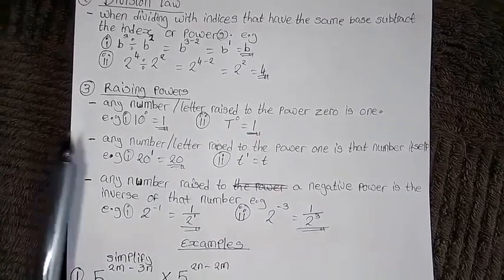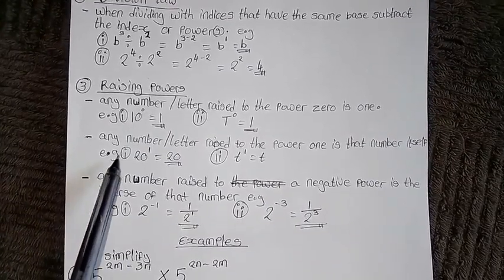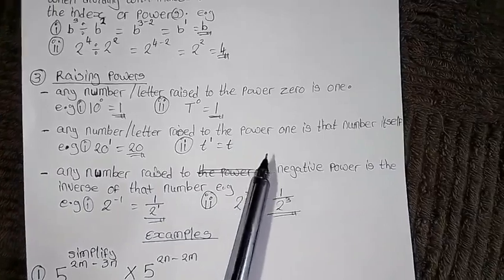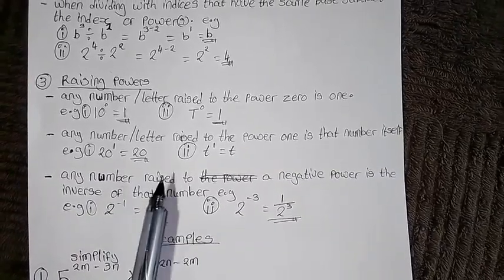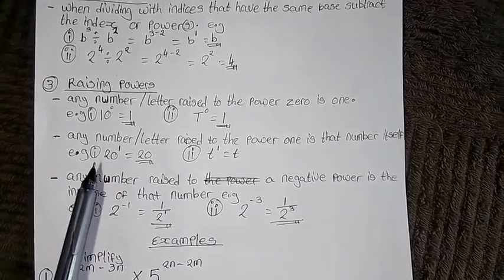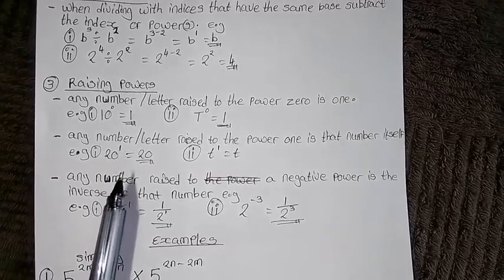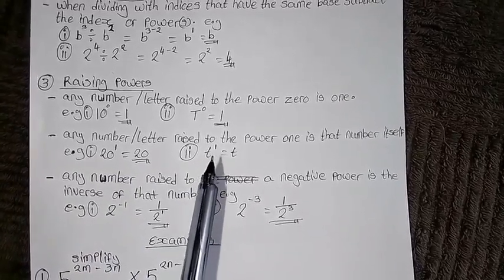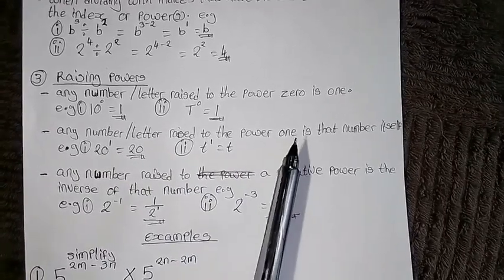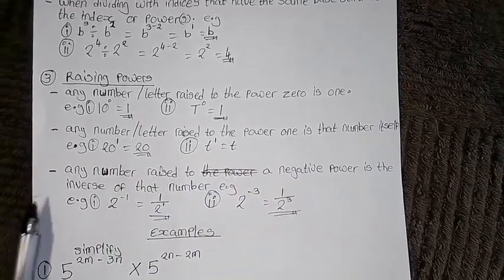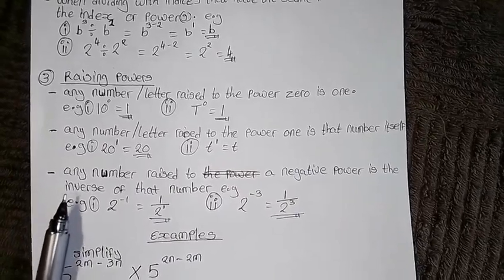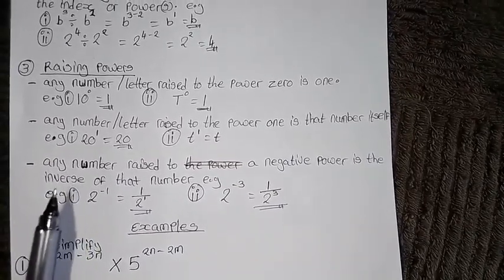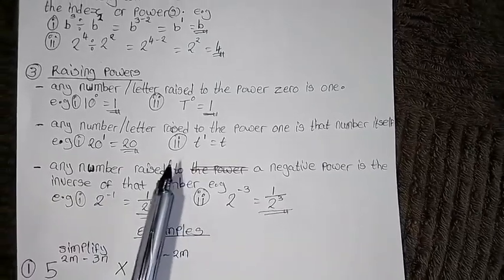The next one is any number or letter raised to the power 1 is that number itself. For example, 20 raised to the power 1 is 20, and t raised to the power 1 is t. The last one is any number raised to a negative power is the inverse of that number.